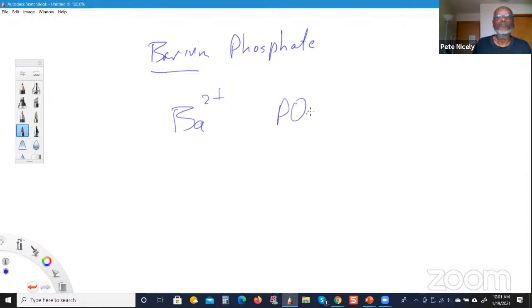Now, looking at these, you'll notice that the number of plus charges is not equal to the number of minus charges, and therefore, we have to do something here, because remember I said that the charges need to be canceled out. So the question now becomes, how do we get these charges equal to each other? Basically what we have to do in this case is multiply this one by 3 and multiply this by 2, right? Because by multiplying this by 3, you're going to end up with a total of plus 6 charges, and multiply this by 2, you're going to end up with a total of minus 6 charges.